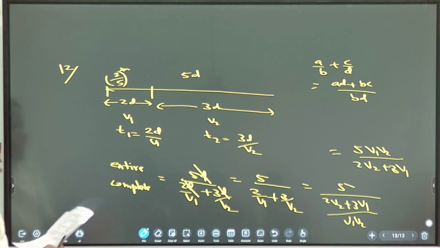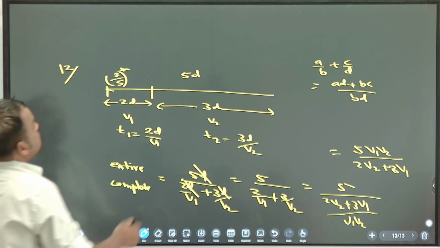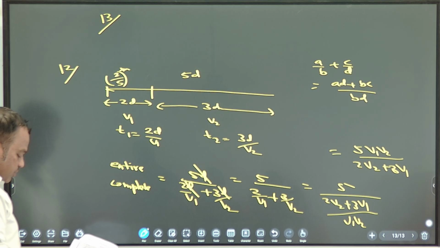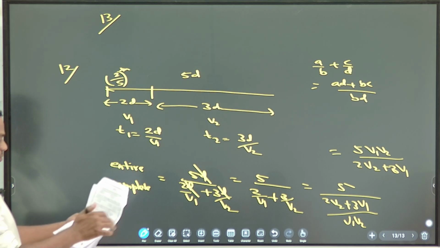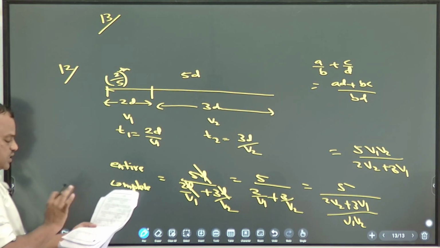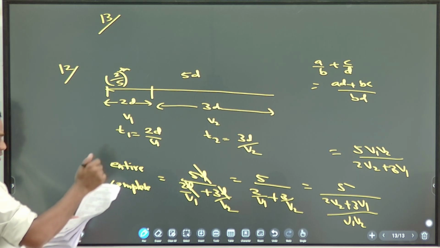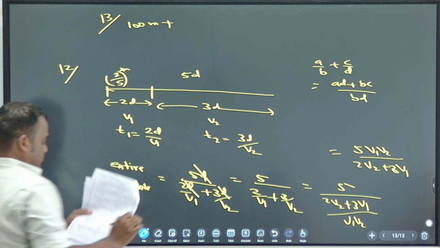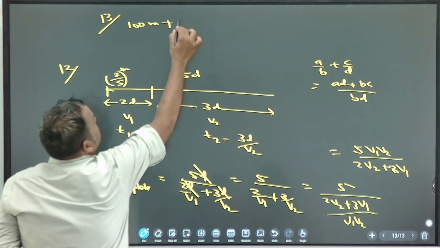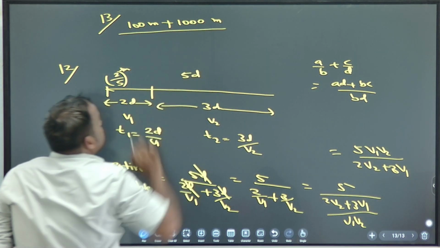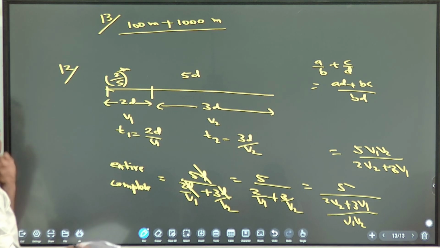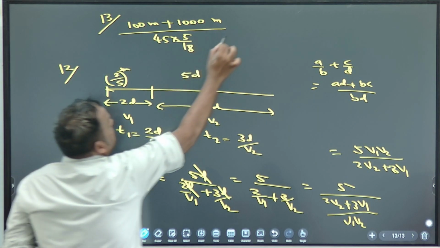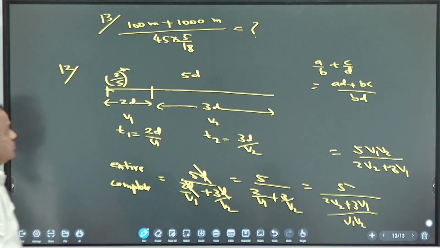13. A 100-meter long train moving with 45 km per hour. Time taken by the train to cross the bridge. Again, use the same method. So what is the total distance? 100 meter plus length of the bridge 1000 meter, by speed. Now speed is 45 km per hour, so 45 into 5 by 18. Solve this, you will get it. Note down.